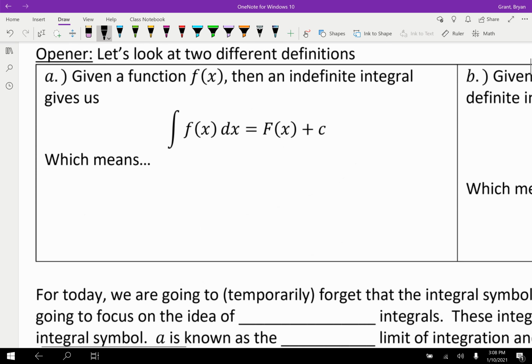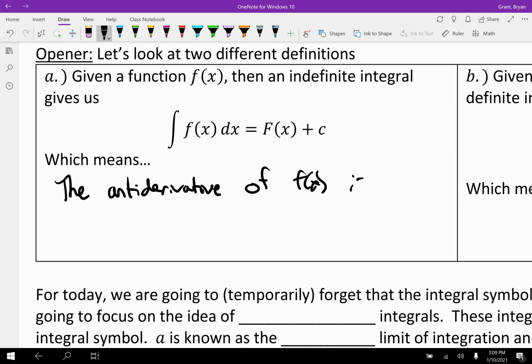So if we were given a function f of x, then the indefinite integral gives this, which really means we could say something like the antiderivative of f of x is capital F of x plus c. Right? Maybe we could call this the general family of functions that's the antiderivative due to that plus c, but either way, it's an equation.